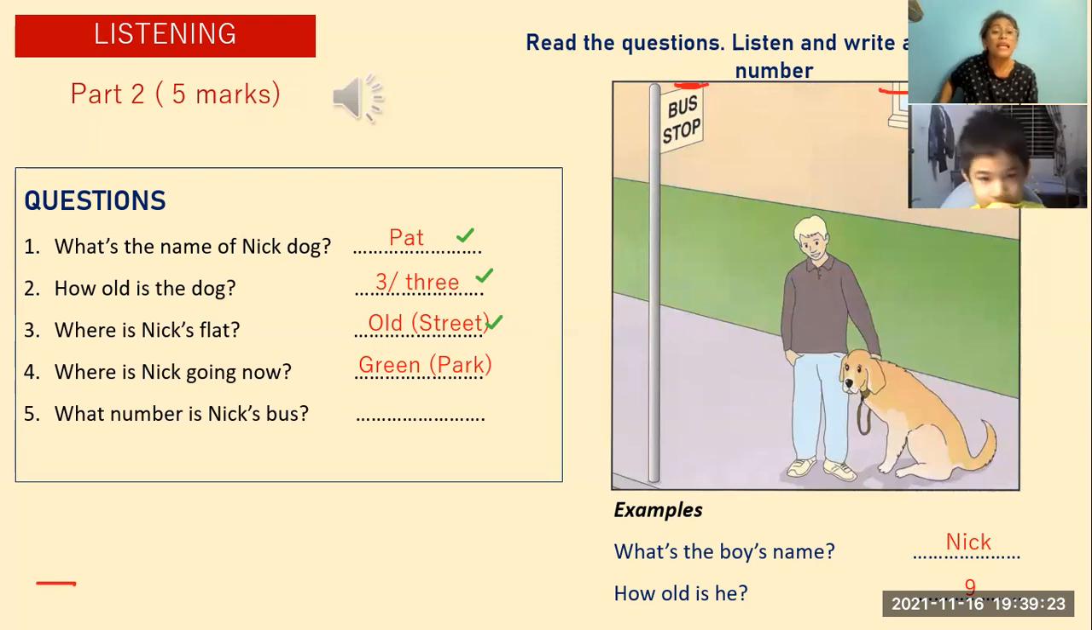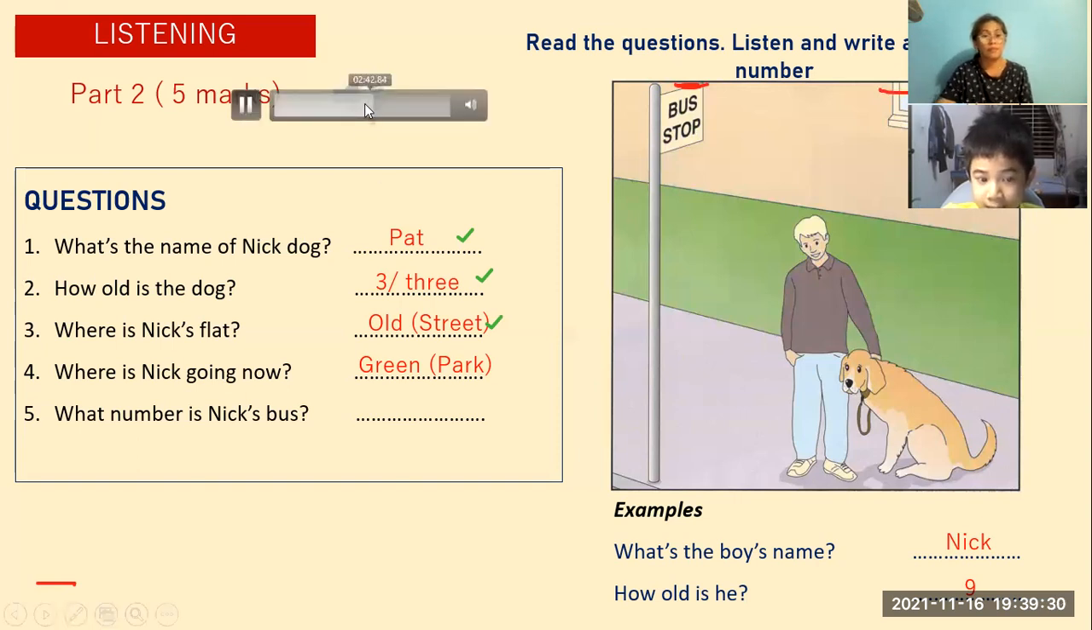We're going on the number 12 bus. What number of the bus? Which bus? The number 12. Here it is. Okay.